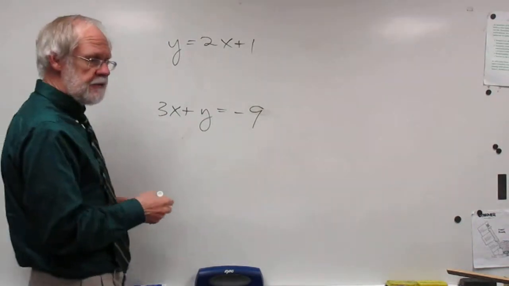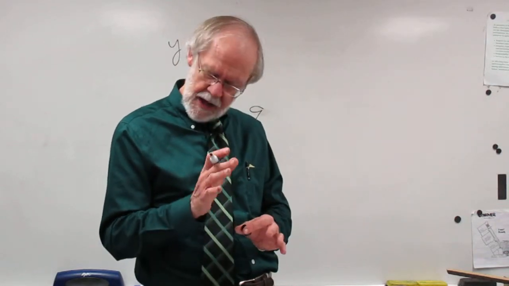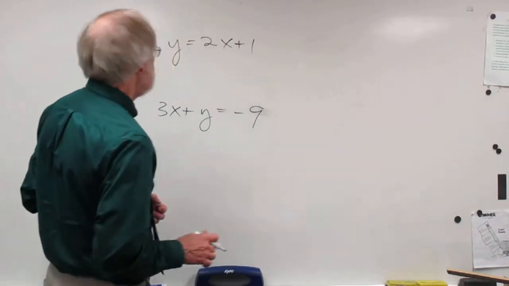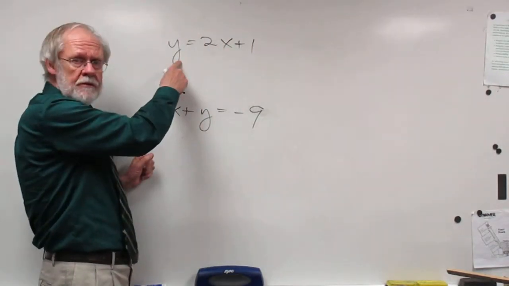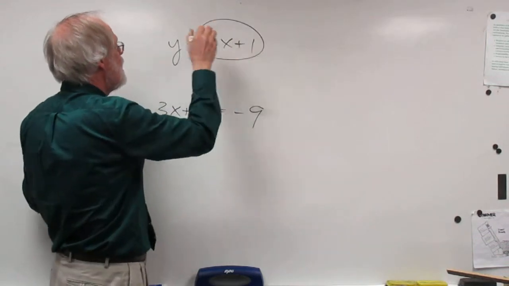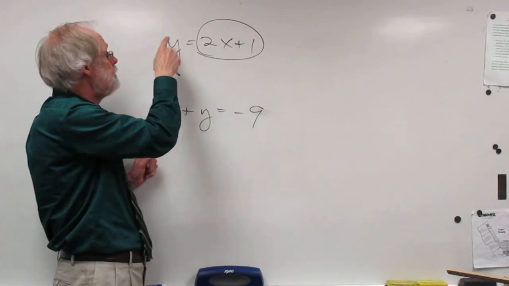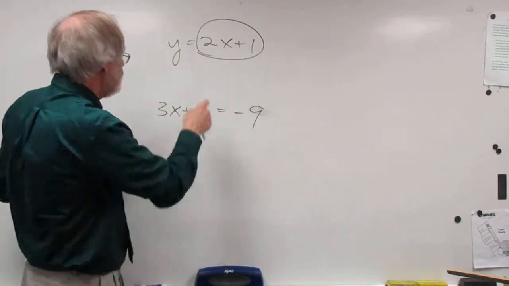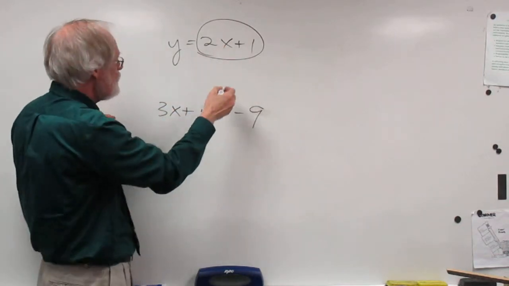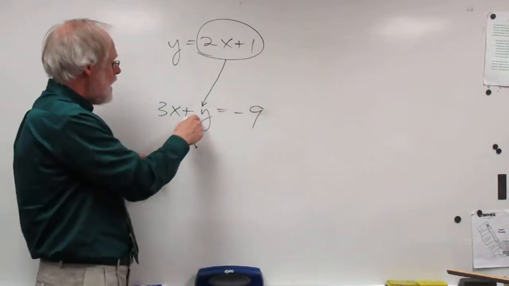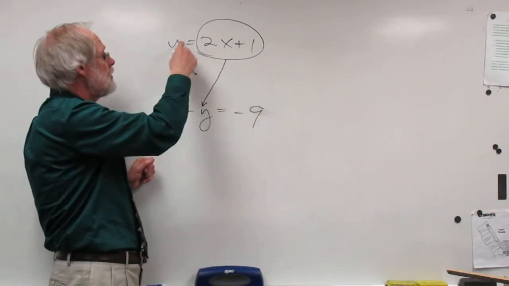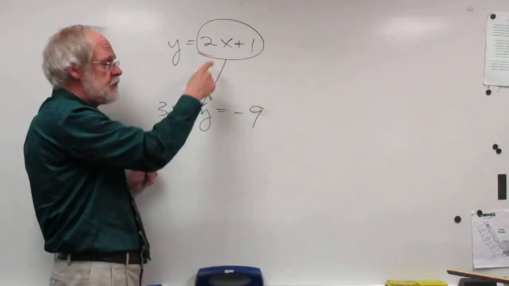All right, now, substitution method says set one of the equations equal to one of the variables. We have that. It's already done for us. Y is equal to 2x plus 1, so y, one variable, is on one side. That's what I want. Now, if y is equal to 2x plus 1, then I can take that value 2x plus 1 and put it in here in place of y. So I replace y with 2x plus 1.